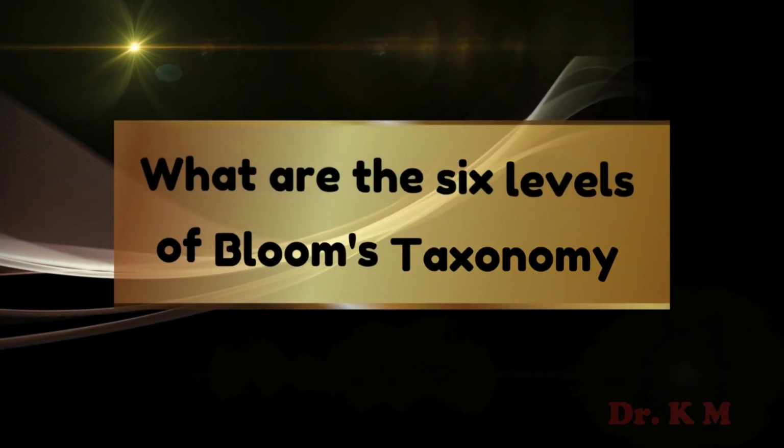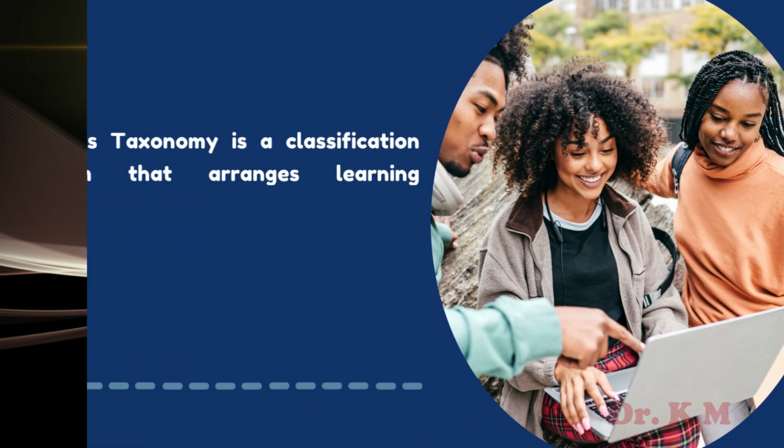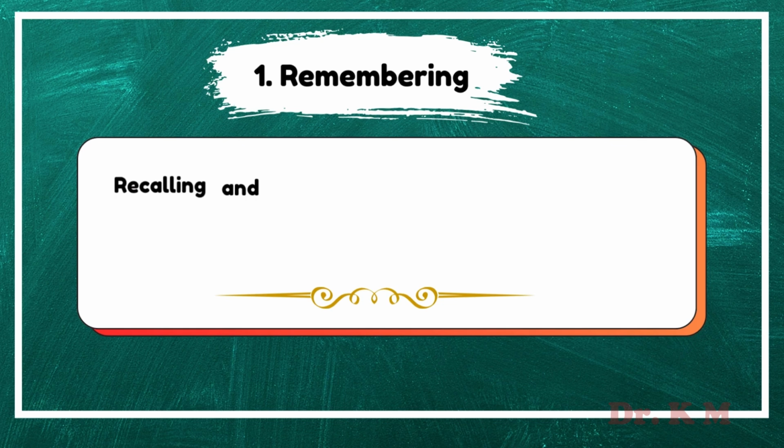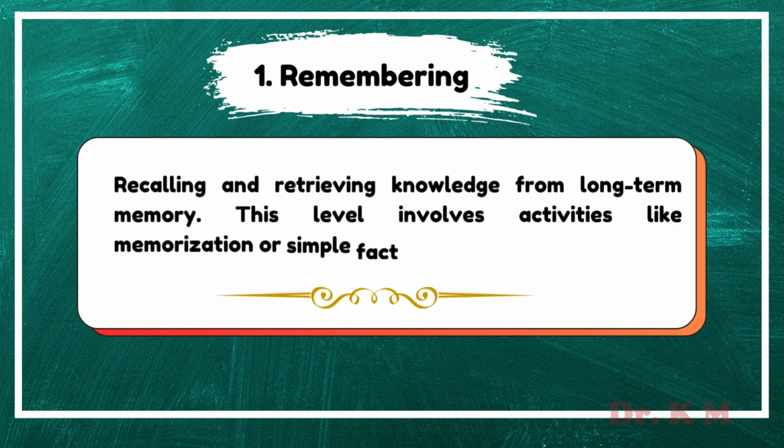What are the 6 levels of Bloom's taxonomy? Bloom's taxonomy is a classification system that arranges learning objectives into 6 hierarchical levels, each representing a different cognitive skill. These levels, from lower order to higher order thinking, include 1. Remembering. Recalling and retrieving knowledge from long-term memory. This level involves activities like memorization or simple fact recall.